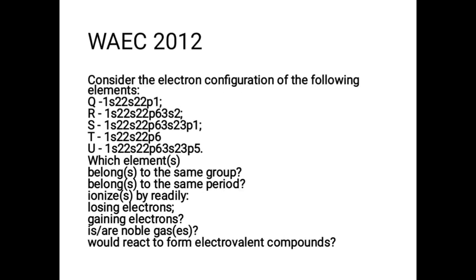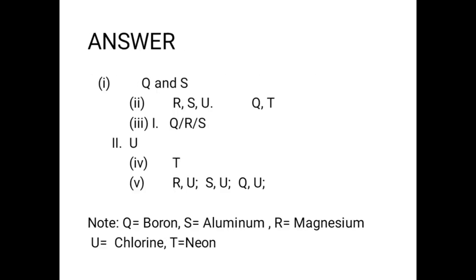The ones that belong to the same period are R, S, U and Q and T. R, S, and U are magnesium, aluminium, and chlorine. They belong to period 3. Then Q and T belong to period 2.